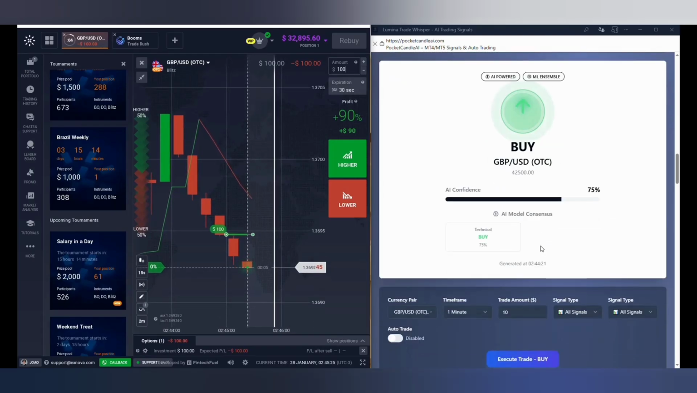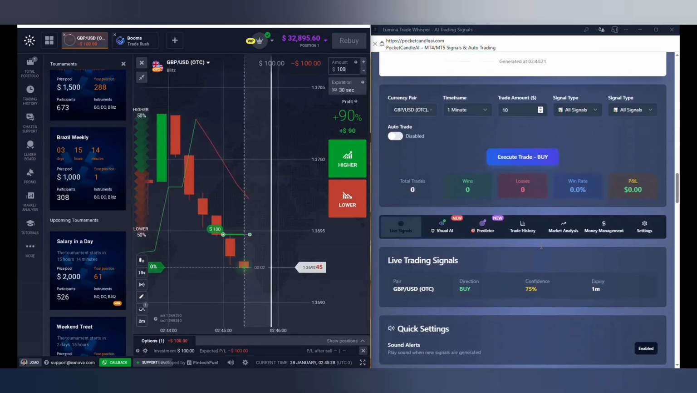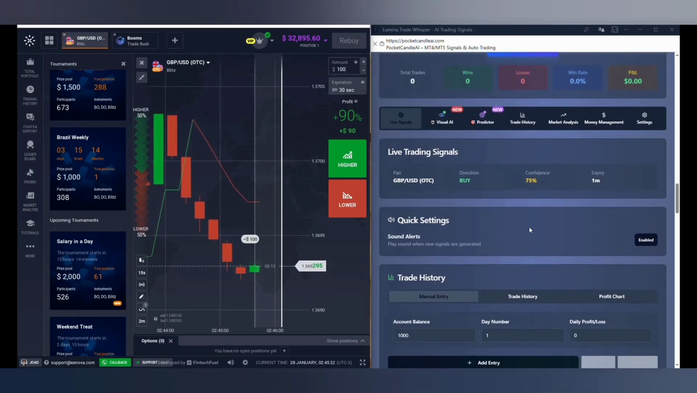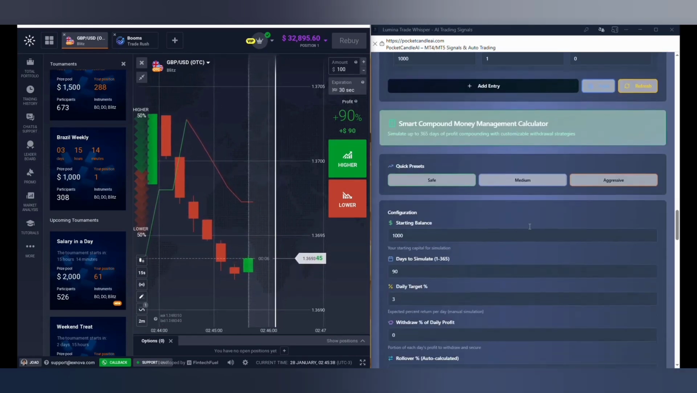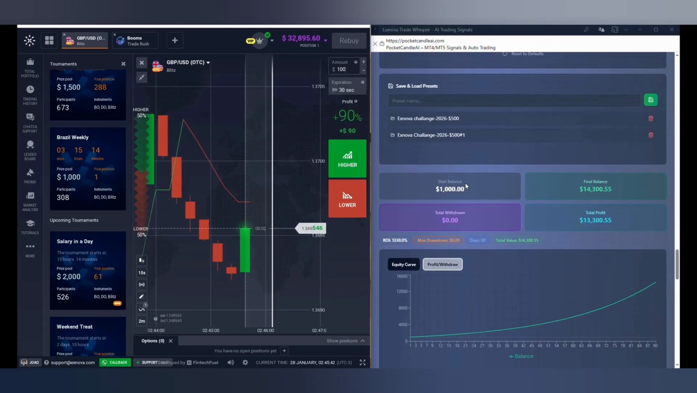Now, so that trade is lost. Losing is part of trading. So there's nothing wrong with that. So let's come down here. Remember to use this.